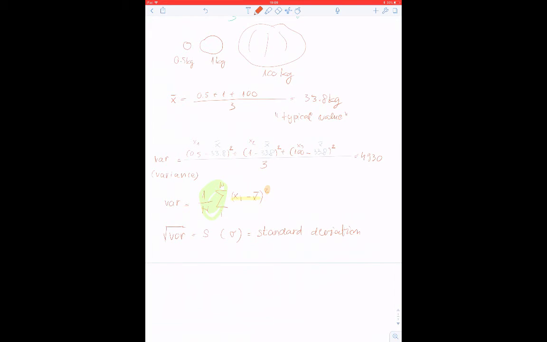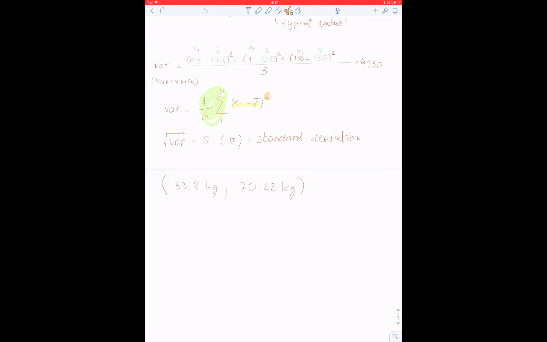So in the end, what do we get? We get a pair of values for our pumpkin dataset. The first one is 33.8 kilograms, and the second value is 70 and something, 70.22 kilograms. And it says that an average deviation from this average value is 70 kilograms.